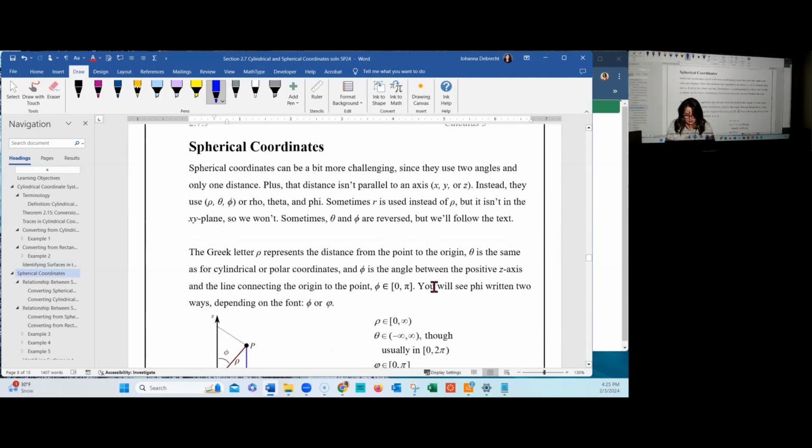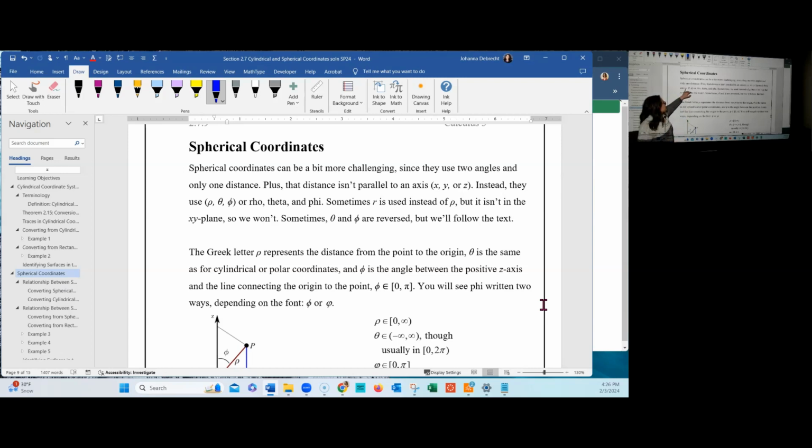Let's now talk about spherical coordinates. In the spherical coordinate system, we're no longer based on a cylinder, a right circular cylinder. We are instead based on a sphere. Now, the cylindrical coordinate system is not as difficult as the spherical. Spherical tends to be more challenging because instead of using two distances and one angle, such as in the cylindrical system, it uses two angles and one distance. Plus, the distance that it uses is not parallel to any of the axes, x, y, or z.